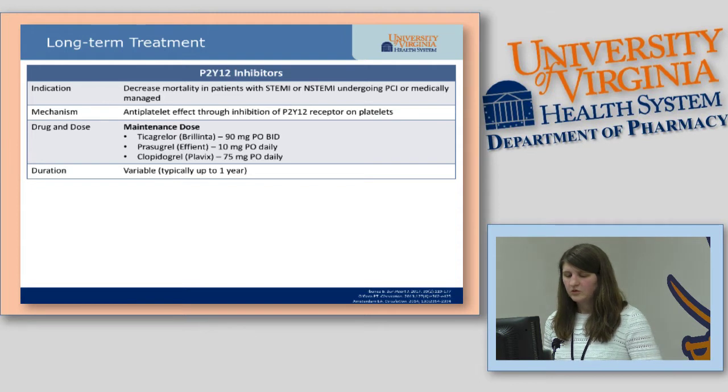For those patients who underwent PCI or were medically managed, the next option can be the P2Y12 inhibitors. As you'll notice, we dropped out our IV formulation as we don't use that one long term, but any of the oral ones are up for grabs. And we would have picked the appropriate one based on the patient in front of us to make sure they didn't have any contraindications. And the duration of these is actually really variable.